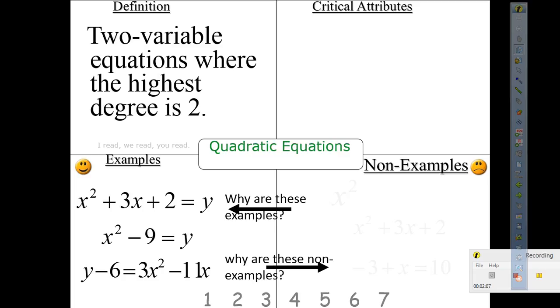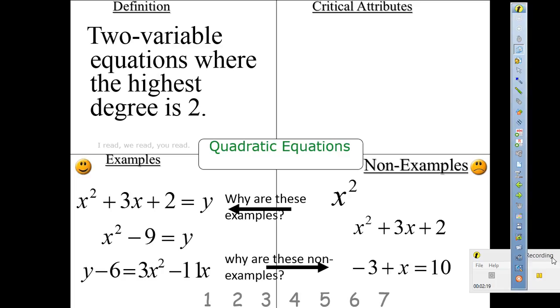Non-examples. x squared, and then x squared plus 3x plus 2, negative 3 plus x equals 10. Copy that, please.